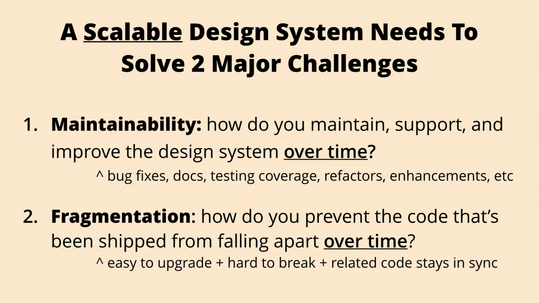There's also the fragmentation issue. So maintainability really is like an internal concern. How do you make sure that code base that you're producing, you can kind of keep it all together? Fragmentation is once we've produced something and we've published it, we've shipped it out into the wild, how do you go from that thing being a one-off to being something that is maintained, supported, upgradable, hard to break?